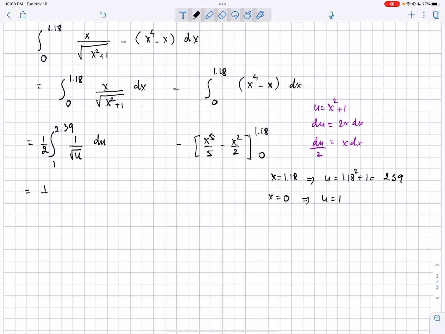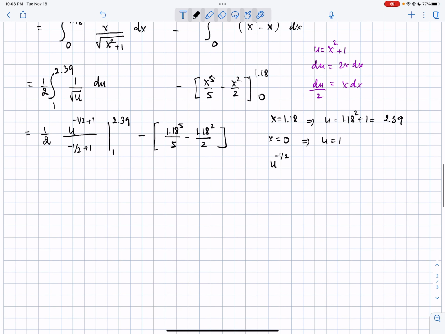So 1/2, okay, 1 over square root of u is u to the negative 1/2. Then the antiderivative is u to the negative 1/2 plus 1 over negative 1/2 plus 1, evaluated from 1 to 2.39. And then minus, you can plug in 1.18 to the fifth divided by 5 minus 1.18 squared divided by 2. And when you plug in 0, it's equal to 0, so you can forget about that part.